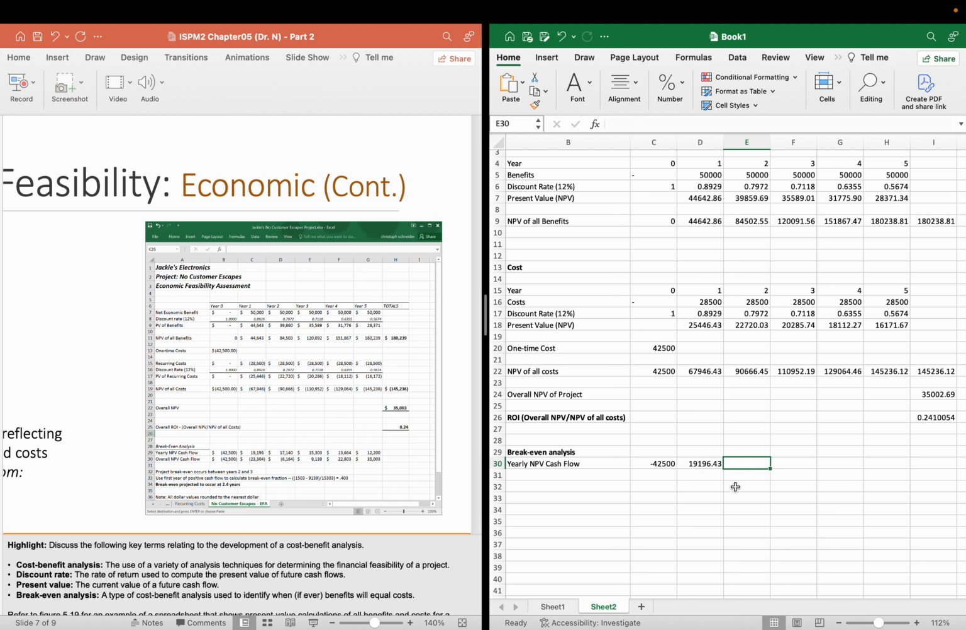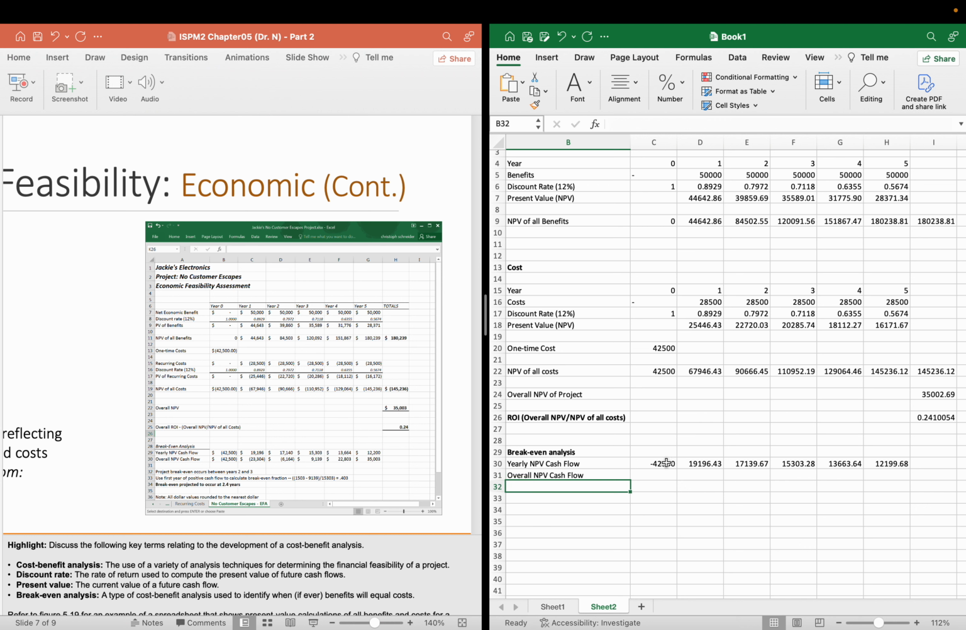Year 2, same thing. Again, we need to have the net present value of the benefit in year 2 minus the net present value of the cost in year 2. And we can just keep doing that. If we keep doing that to year 5, we can have the yearly cash flow. So we only had a significant negative cash flow at year 0 because we had a huge one-time cost. The next one, we need to calculate overall NPV cash flow.